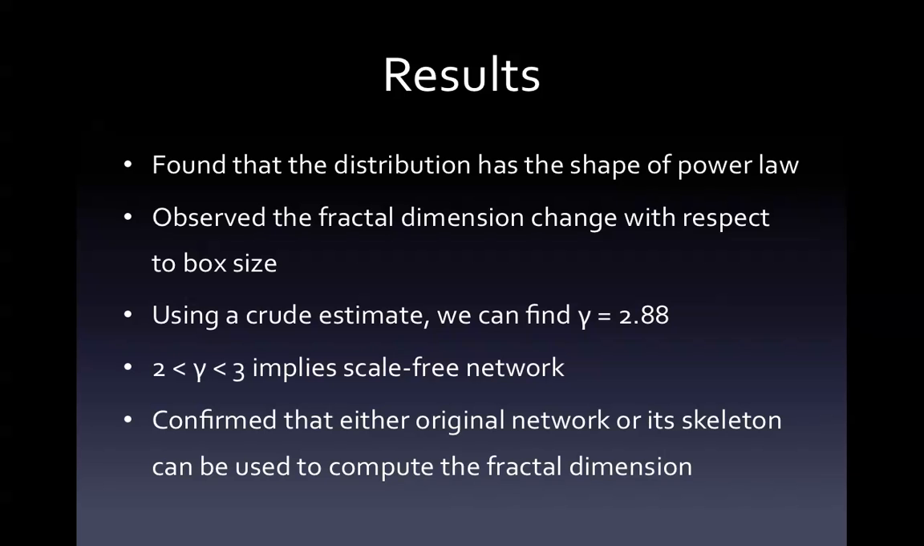So, the results. I talked about some of them already, but we'll go into more detail. We found that the distribution has the shape of a power law. We observed the fractal dimension change with respect to the box size. Now, if we use a crude estimate, you remember that constant area in the middle? If I took that and divided by a renormalized part from earlier with a smaller box size, I can find that gamma is approximately 2.88, and that corresponds to what we'd expect for a scale-free network.